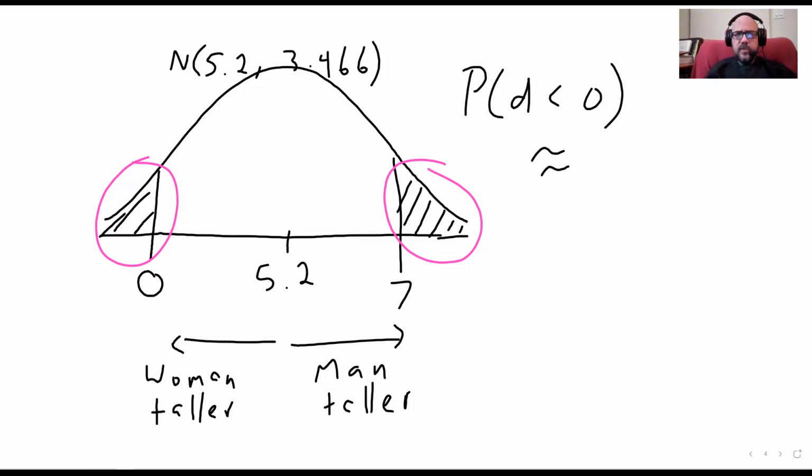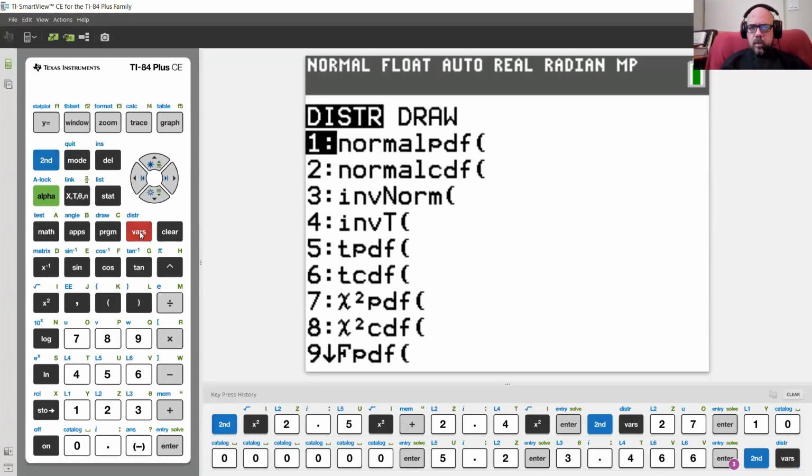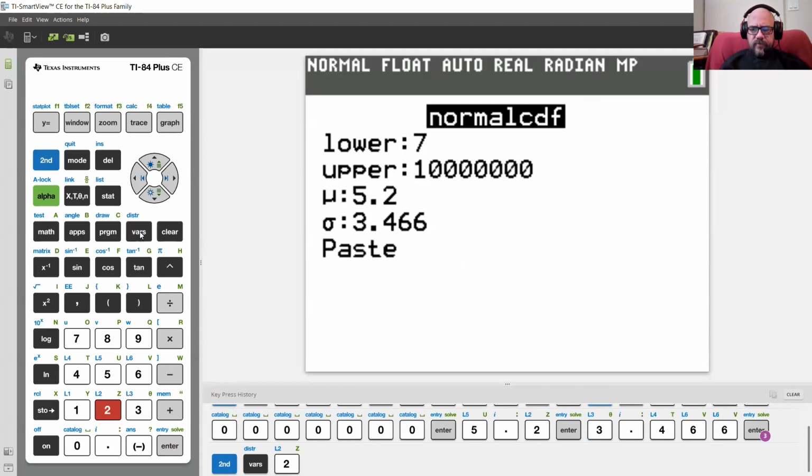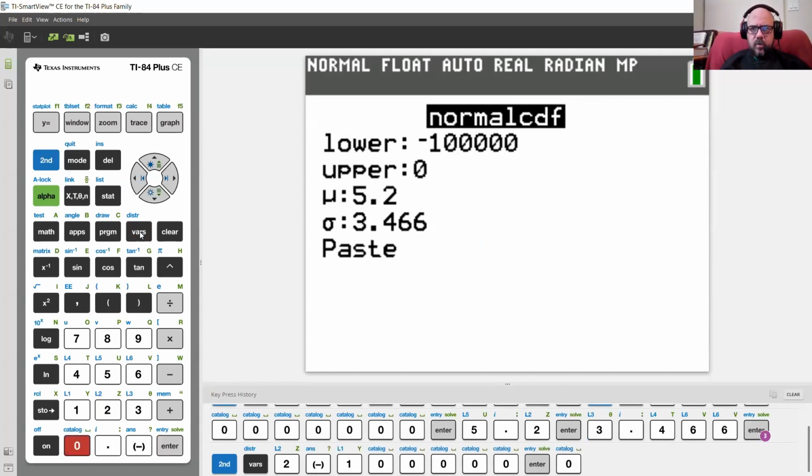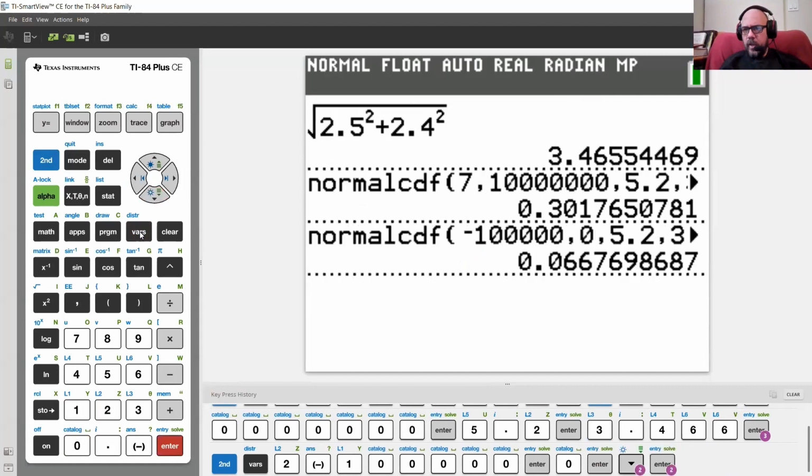So we're going minus infinity up to 0 here. So where are we at? Calculator. All right, so normal CDF, minus infinity, so minus a lot, up to 0 with the same mean and standard deviation, and we get 0.0667. So about 7% of the time, which sounds about right.